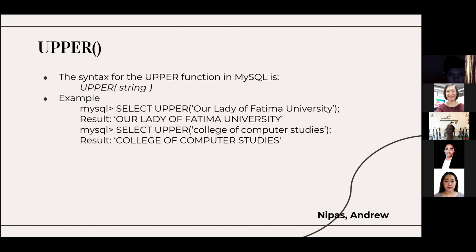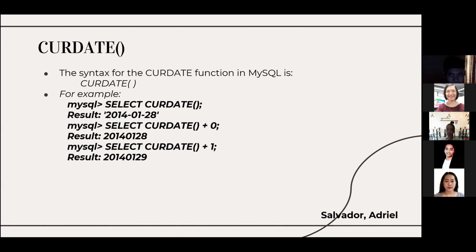Okay, so next report. Good morning, ma'am. I'm going to report the CURRENT_DATE function. This function in MySQL is used to return the current date. In this example, MySQL SELECT CURRENT_DATE gives the current date, which is 2014-01-28. The second example is MySQL SELECT CURRENT_DATE + 0.